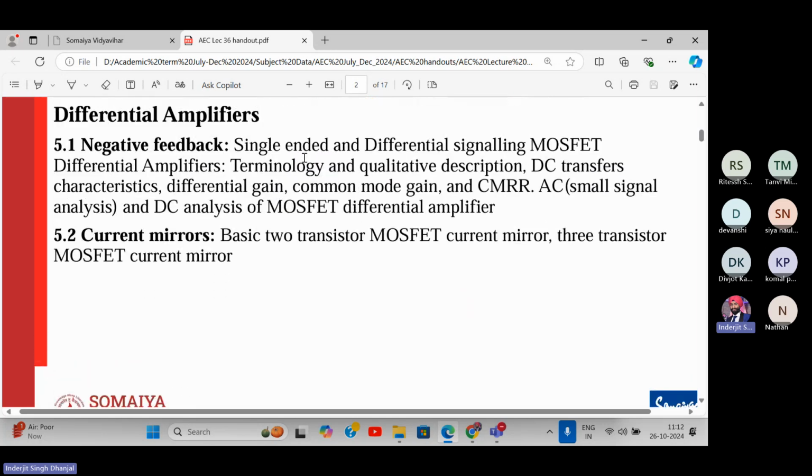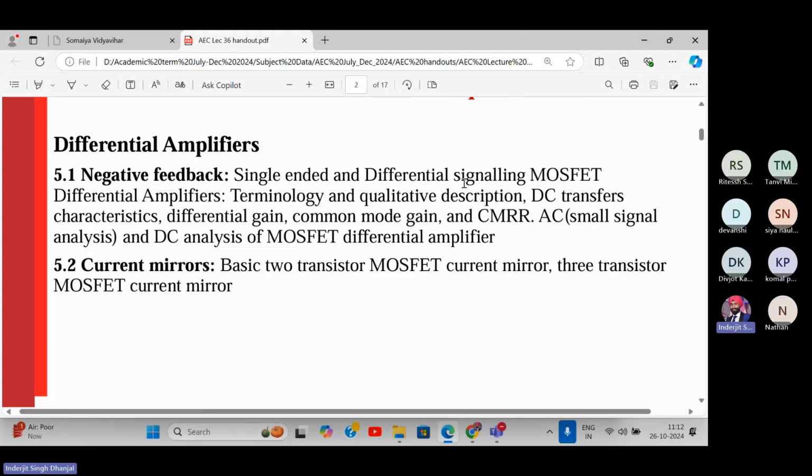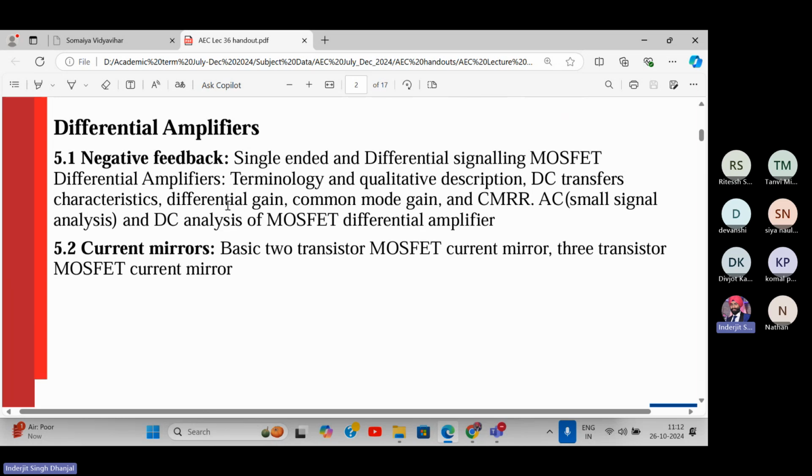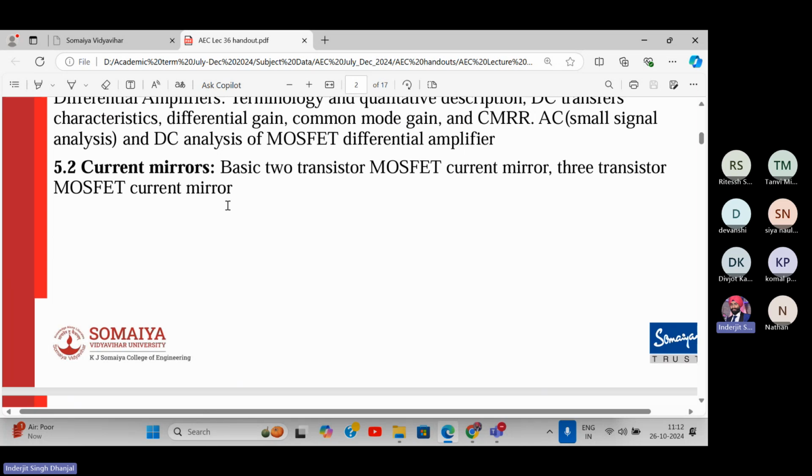So in differential amplifier, we are going to study different types of differential amplifier. Then we'll see what is single-ended and differential signaling. Then we'll see the various terminology and quantitative description regarding the differential amplifier along with its DC transfer characteristics. Then what do you mean by differential gain, common mode gain? How do we calculate CMRR? Then the AC and the DC analysis of DFAM. And then we are going to touch upon a very important topic on current mirrors.